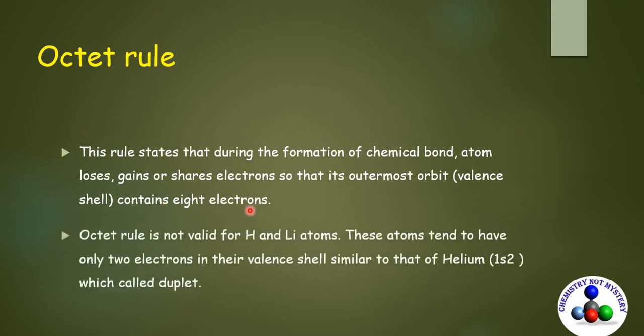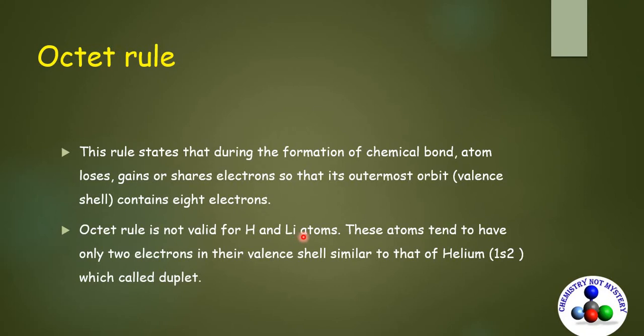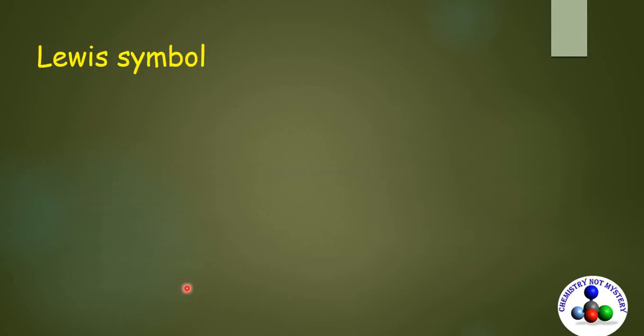This octet represents the stable state configuration, and on the basis of that, he formulated octet rule. This rule states that during the formation of chemical bond, atom either loses, gains, or shares electrons so that its outermost orbit contains 8 electrons. But octet rule is not valid for hydrogen and lithium atoms. These atoms tend to have only 2 electrons in their valence shell, similar to that of helium, which is called a duplet.